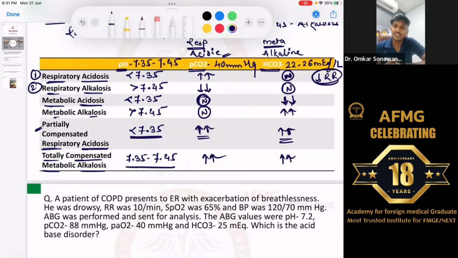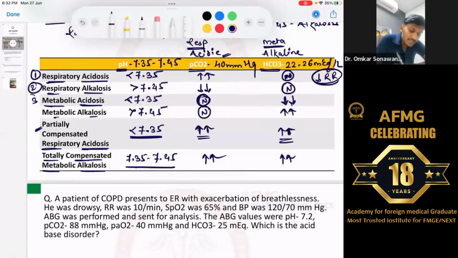Flail chest. Flail chest causes paradoxical breathing, so initially it causes respiratory alkalosis. So flail chest is also an important cause of respiratory alkalosis as well as acidosis. Later in stages, it causes acidosis. Apart from that, sepsis. Sepsis can be an important cause of both again. All of these you need to remember, guys. These are important causes of respiratory alkalosis, as I told you.